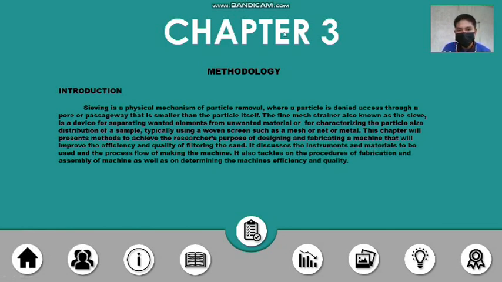Typically using a woven screen, such as a mesh or net of metal, this chapter will present the method to achieve the researcher's purpose of designing and fabricating a machine that will improve the efficiency and quality of filtering the sand. It discusses the instruments and materials to be used and the process flow of making the machine. It also tackles the procedures of fabrication and assembly of the machine, as well as determining the machine's efficiency and quality.